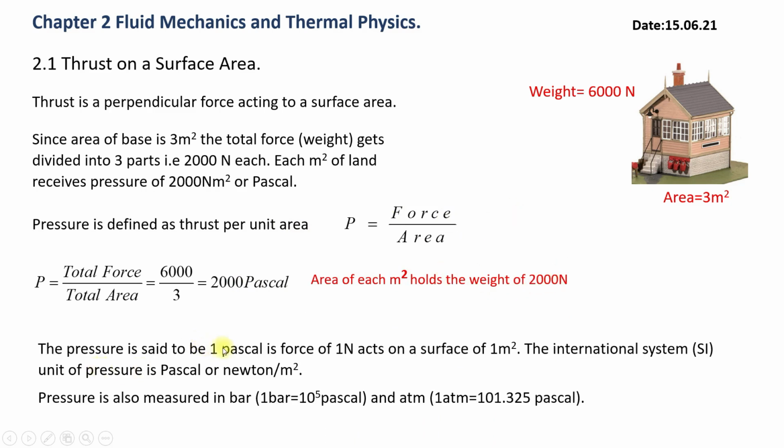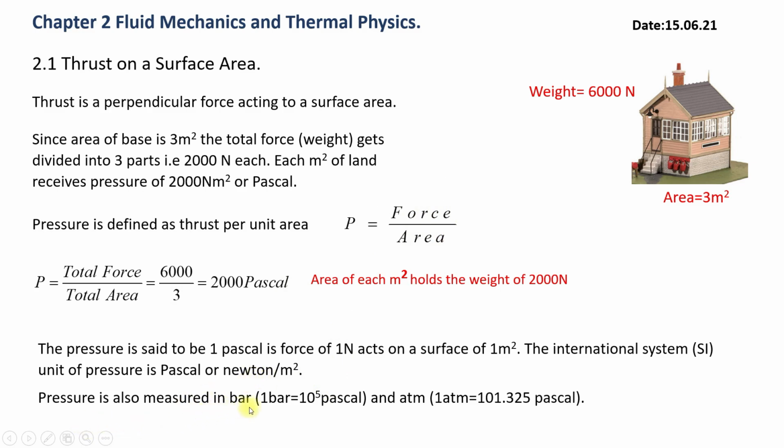The pressure is said to be 1 Pascal if a force of 1 Newton acts on a surface area of 1 meter square. So this is the definition of pressure. The SI unit of pressure is Pascal, or Newton per meter square, which we can also write as N/m². It is derived from the formula only. The unit of force is Newton, the unit of area is meter square. So Newton per meter square.